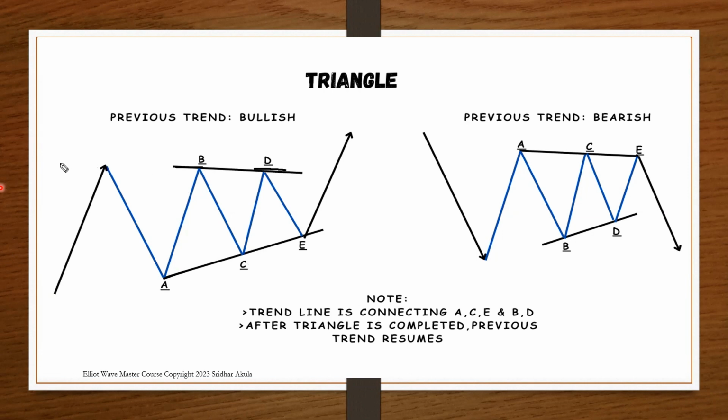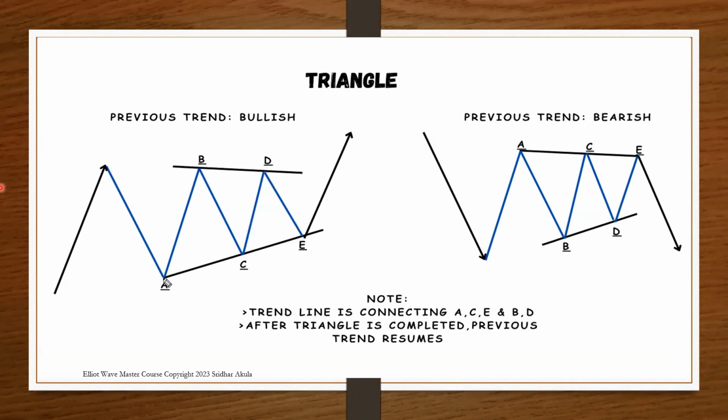Usually what happens, 90% of people mark the entire move like this. This is not supposed to be marked in a triangle. Why? Because sometimes in the market, you will see that it is not necessary for D to come and touch this trend line. It can terminate before itself, right? It is not necessary for E to come and touch this trend line again. It can terminate before. Okay.